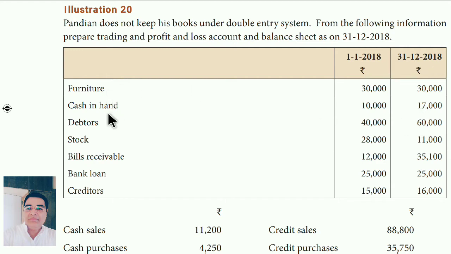Now see, furniture, cash, debtors. In debtors also 60,000 rupees is there. That is 1% provision for doubtful debts. Then stock 11,000 rupees, that is closing stock. Bills receivable, assets, loan and creditors, liabilities. But we have to write all these closing values. Now see the balance sheet.